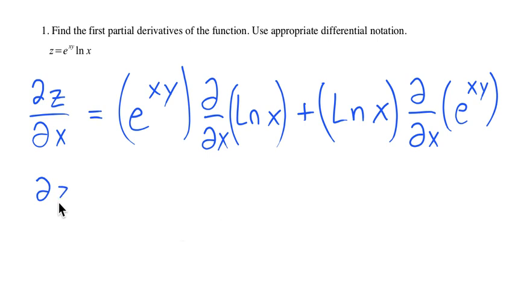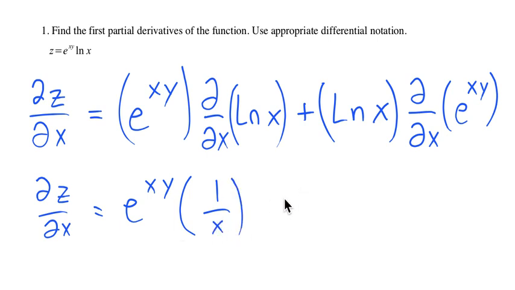So let's see if we can do this. So e to the xy stays itself. The derivative of ln x with respect to x would be 1 over x. Ln x gets to stay. And then the derivative of e to the xy, okay, that's going to be itself, but notice this.